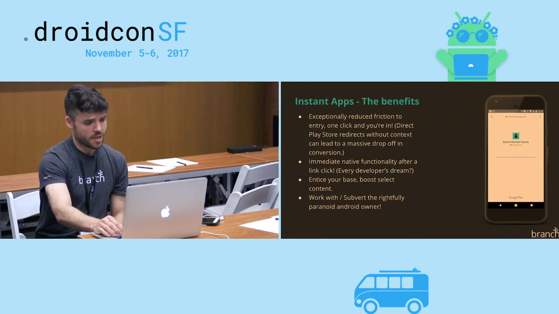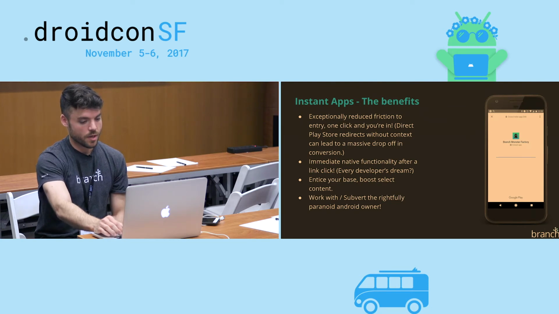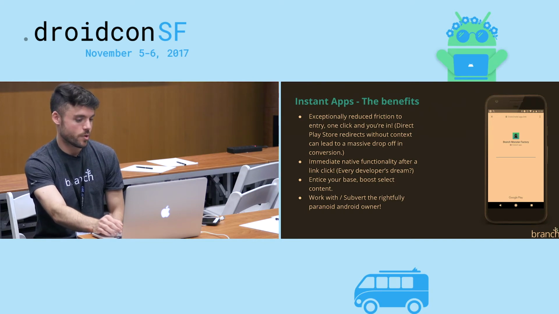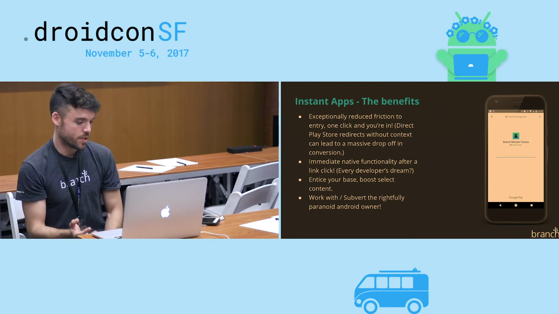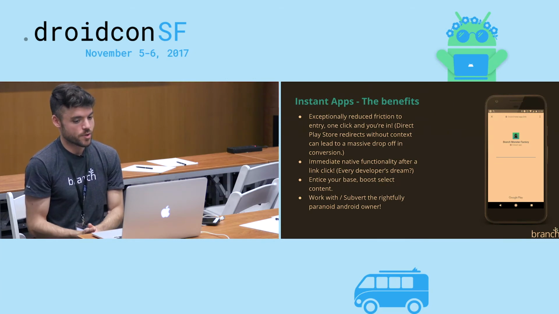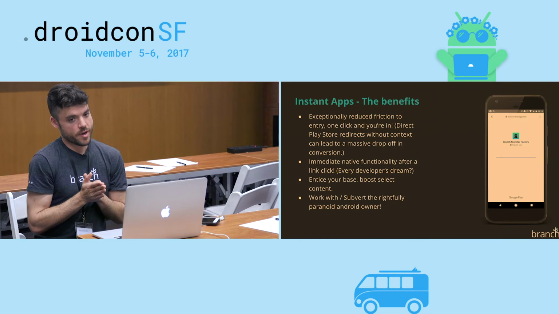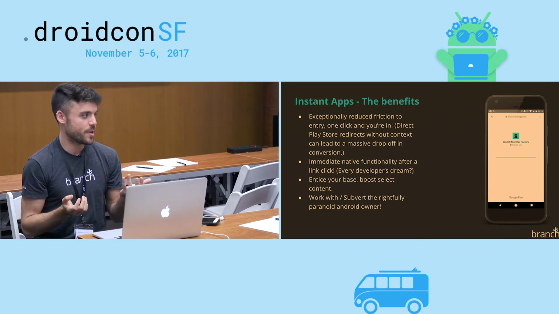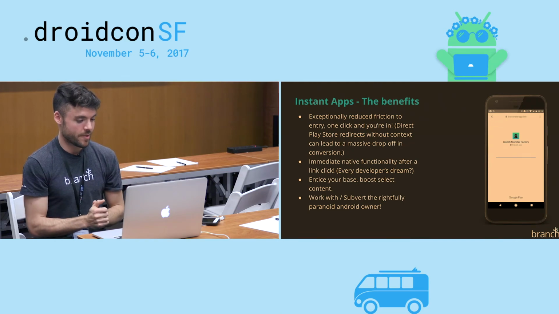There's reduced friction. You click a link once and you're taken to the instant application. You're offered immediate native functionality, so it's not like a website. You're given more control of the device. There are permissions. There's information that you can access, and there's a lot of stuff that you can do. You can sort of entice your base. So if there is like a promo that Zappos is running, they want everyone to see the same pair of shoes, maybe to boost sales on that one specific item, they can do that.